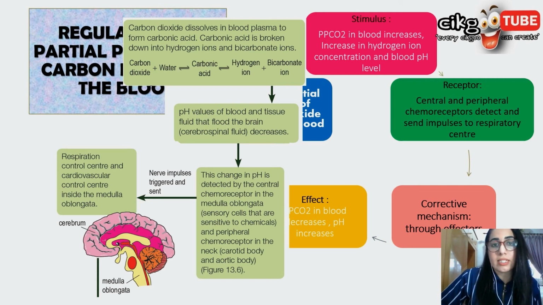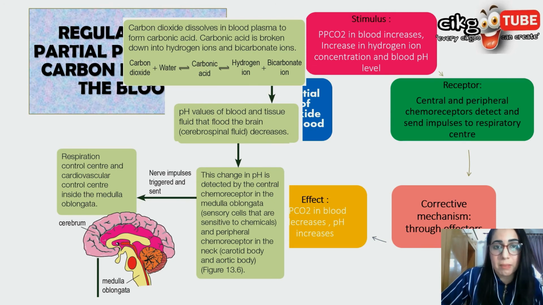Now, the chemoreceptors are the sensory receptors. Chemoreceptors detect chemical stimuli. The central chemoreceptors are located in the medulla oblongata, and they detect the partial pressure of carbon dioxide in the blood indirectly through the hydrogen ions in the blood plasma that enter the cerebrospinal fluid, which bathes the brain. Hydrogen ions are formed from the breakdown of carbonic acid after carbon dioxide dissolves in the blood plasma.